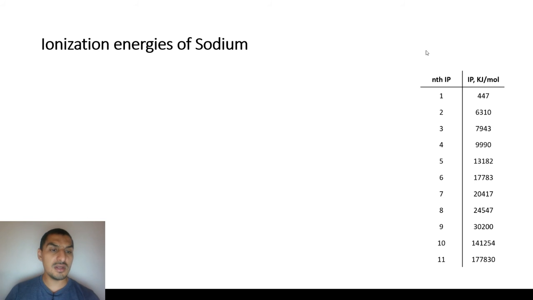So what we see here is the tabulated data for the ionization energy: the first, second, third, fourth, and so on. Sometimes it's called ionization potential, that's why it's called IP here. So if you find it in different references as energy or potential, it's the same thing. And we'll see the numbers here. The first is 400, the second is 6,000, the third is 7,900, and the 11th one is 177,000. You'd see that this is almost 1,000 times more than the first ionization energy.